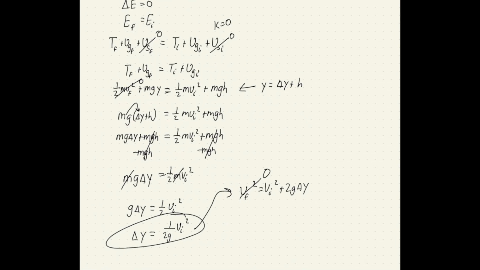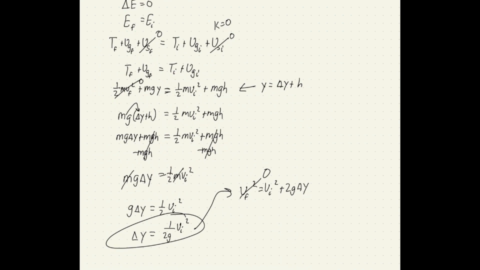So this would be the answer that we're looking for. Delta y is equal to v initial squared over 2g. If you know your initial velocity, you know how high up you will go. But the great thing about this is that it's a scalar. And so if I want to talk about stuff that happened after it passed below that initial height of h, I could do that very, very easily.